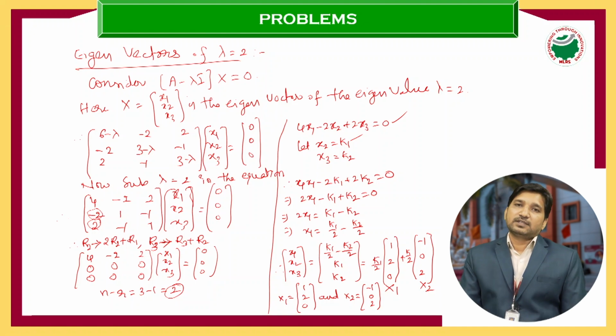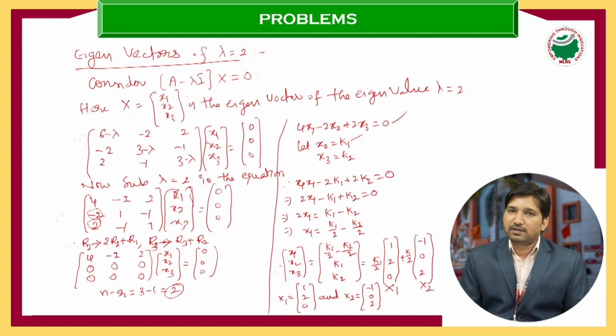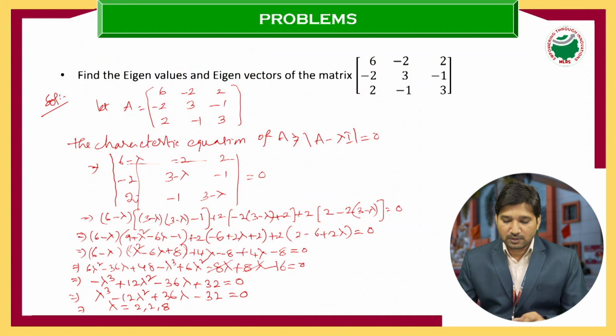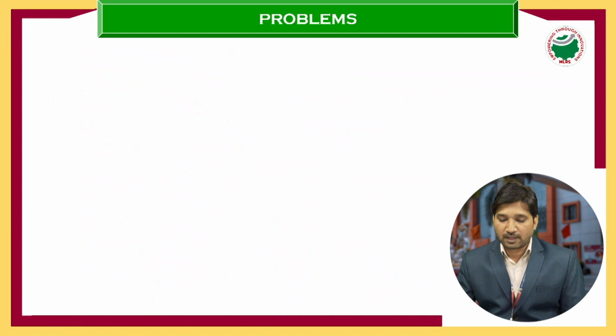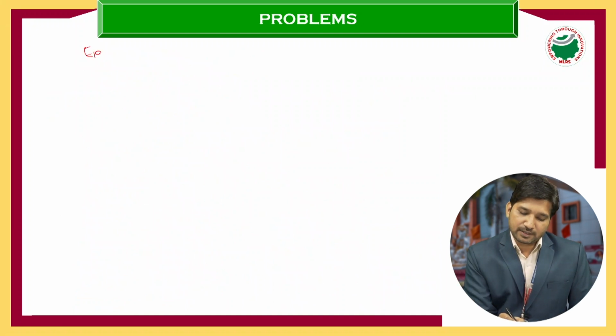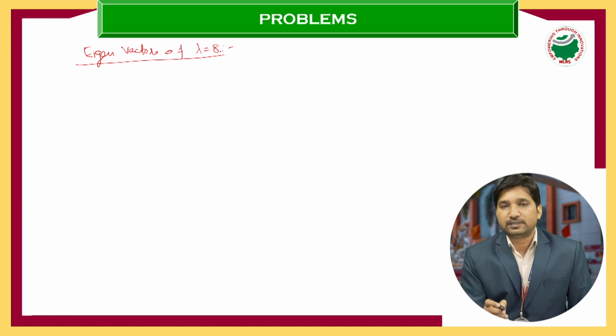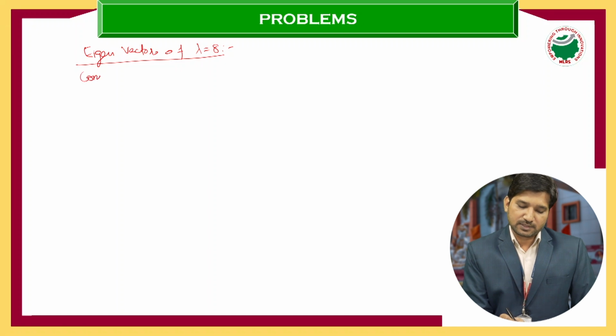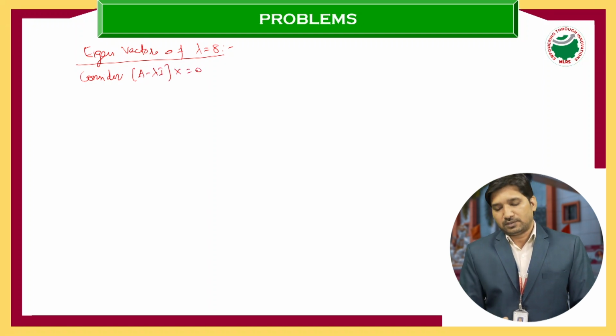Now find the third eigenvector by using the eigenvalue. The previous eigenvalue is 8. So that is 8. Now the eigenvector of the eigenvalue 8. Same thing. Now consider the system of equations (A minus lambda I) into x equal to 0.